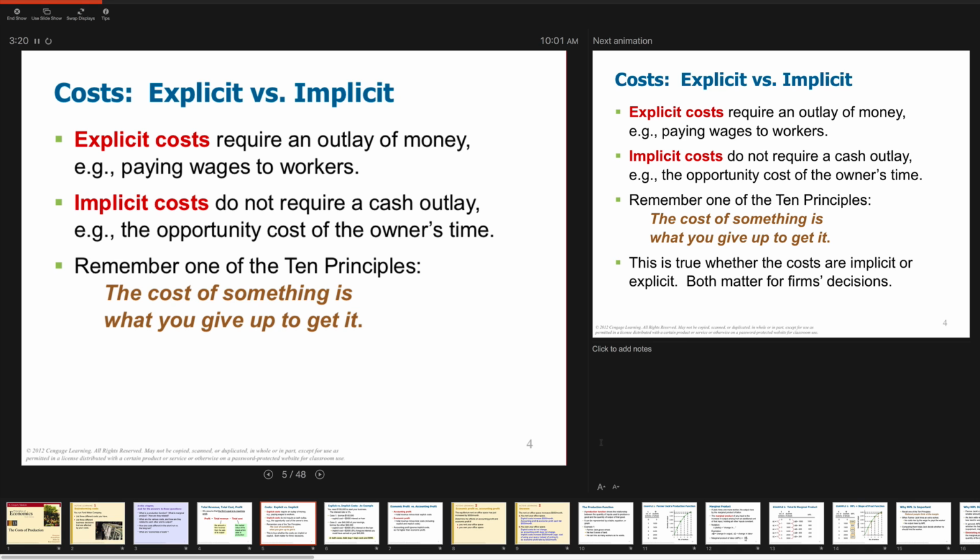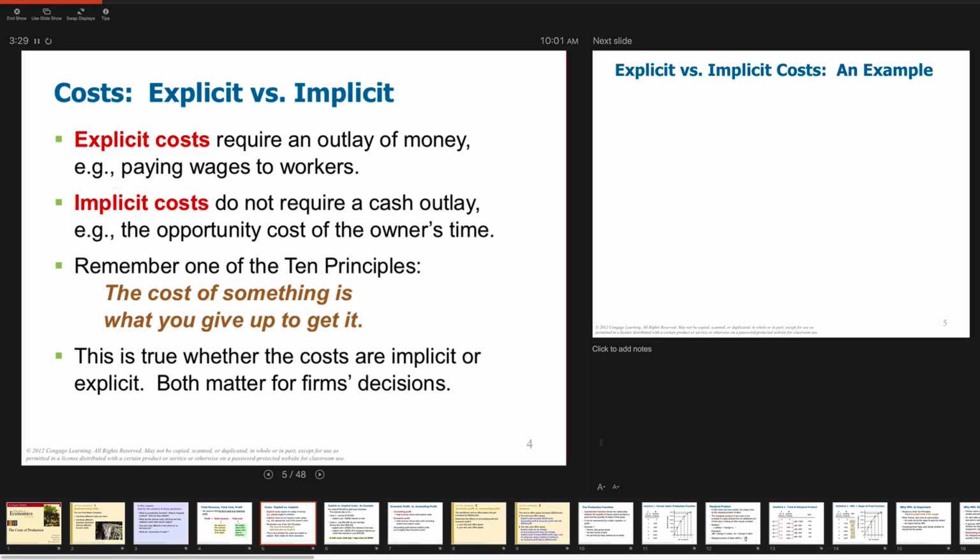All right. So the cost of something is what you give up to get it. We know this as opportunity cost. Opportunity cost exists whether the costs are implicit or explicit, and both matter in decision making. Both implicit and explicit costs are part of firms' decision making determinations, and both matter.